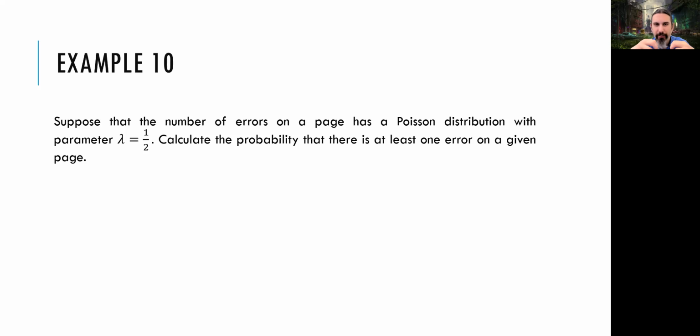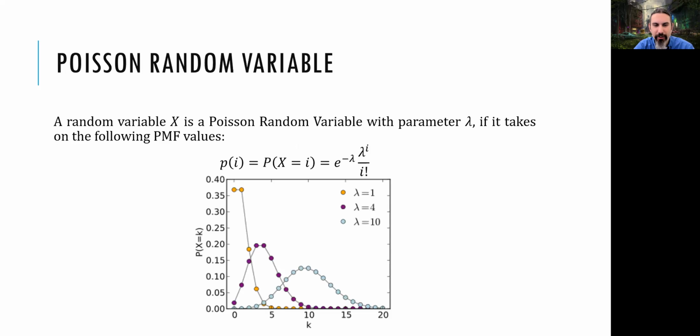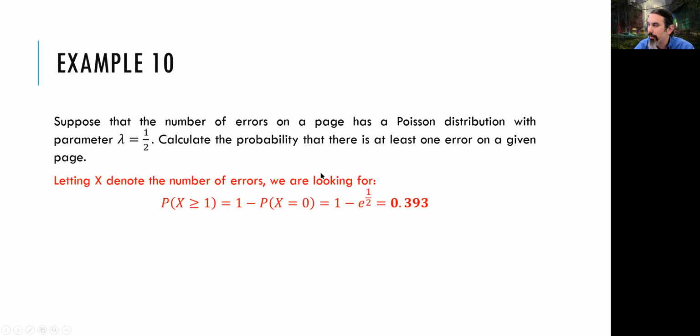The probability of no errors is found with x equal to 0. So my x value for this question is 0. I already know my lambda value is 1 over 2, so I'll just plug in 0 and lambda into this formula, and then I will get this one. And I'll subtract it from 1, as you can see here, and I will get 0.39. This is an easy question.